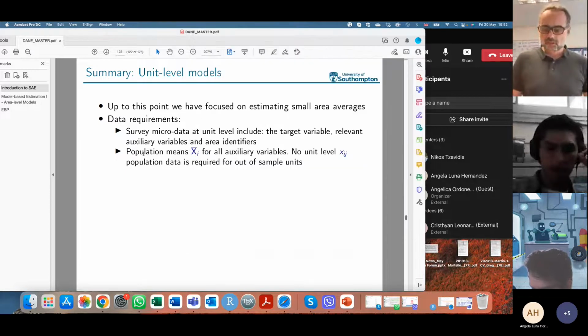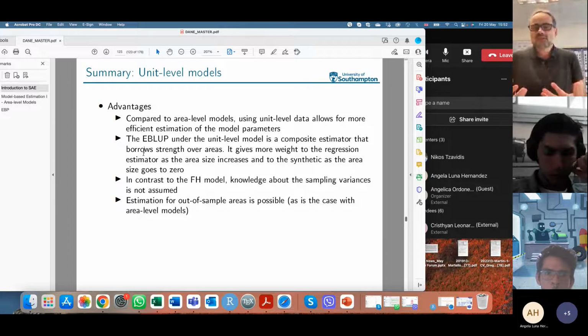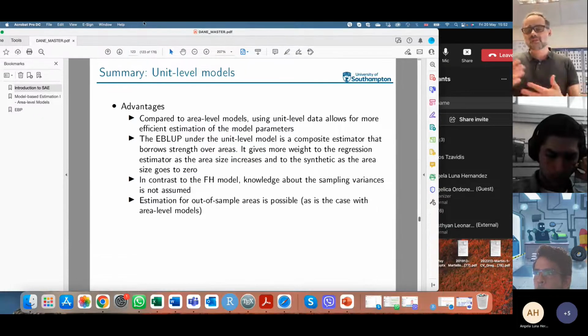Okay, so what are the advantages? Obviously, compared to area level models, using unit level data allows for more efficient estimation of the model parameters. So effectively, when you aggregate the data and you use area level models, you're throwing information away. Unit level models are using the entire data that you have available in your survey source.